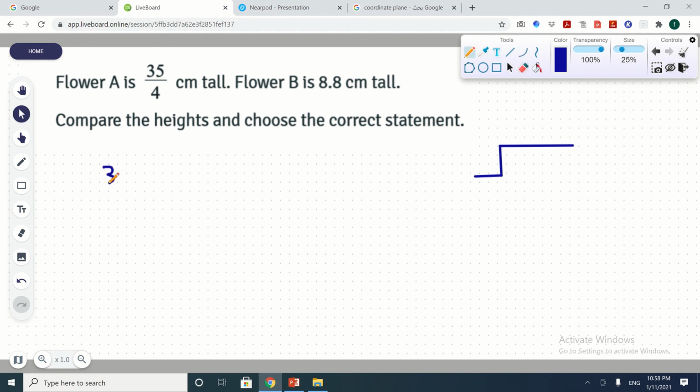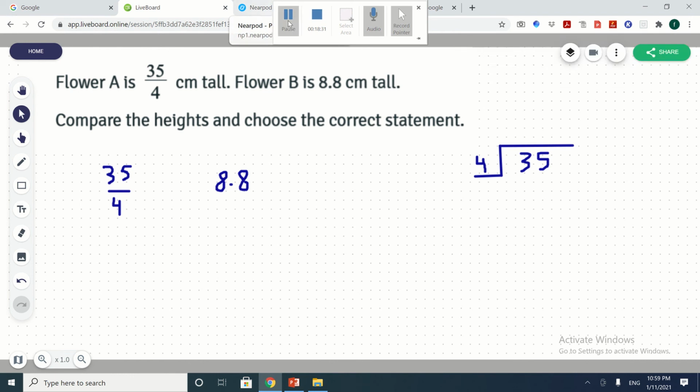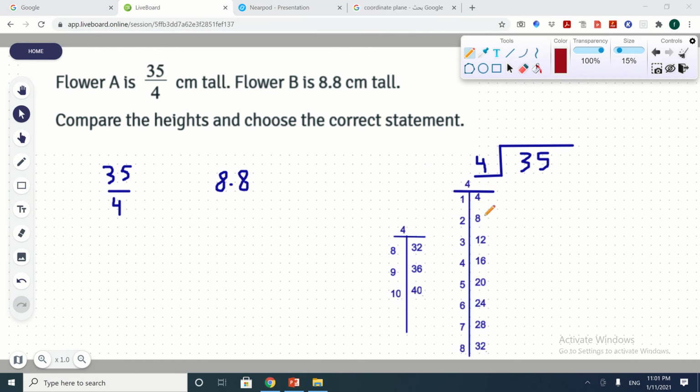I have 35 over 4. We will compare it with 8.8. 35 divide by 4. Go to the times table of 4. Now 35.